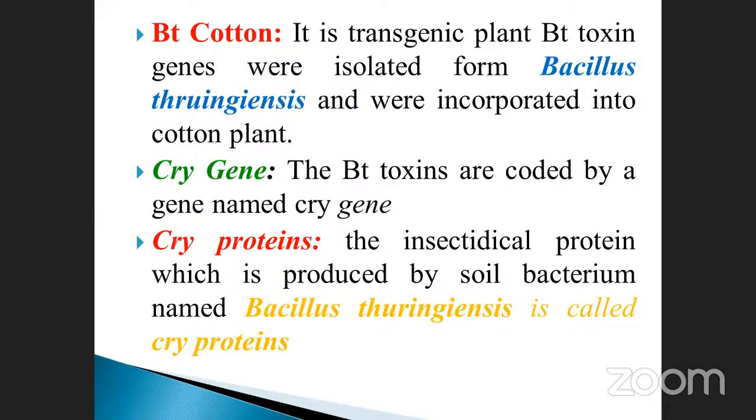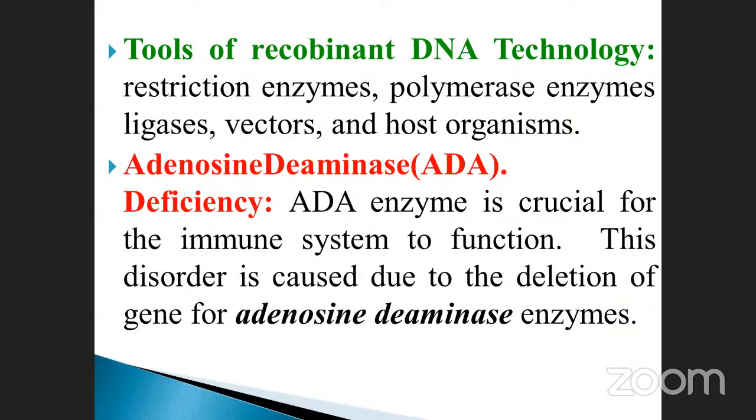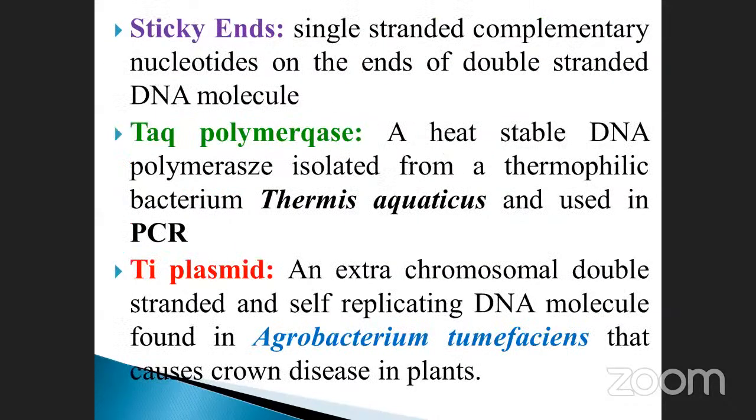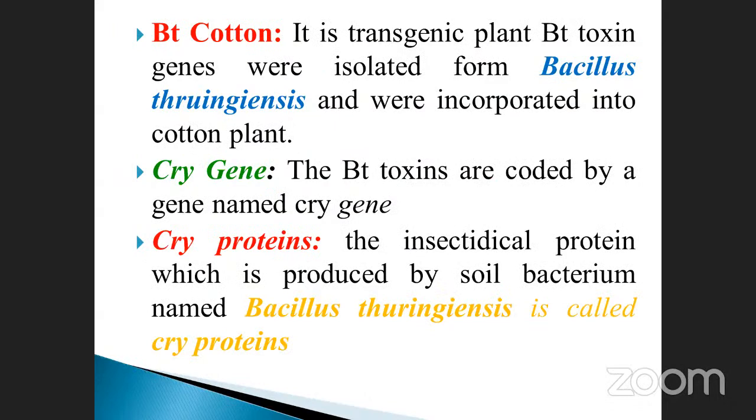In biotechnology aspects, it is compulsory. Already I told you, because BT cotton, tumefaciens, Ti plasmid, see that one? So tools, is that not right? So this one, Ti plasmid, Taq polymerase. These three are very, very important. So, tumefaciens, Thermus aquaticus, and so on. Sometimes they may ask a question, match the following. And CRY proteins.